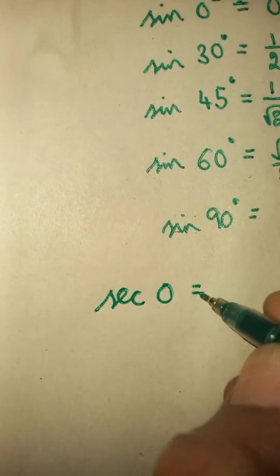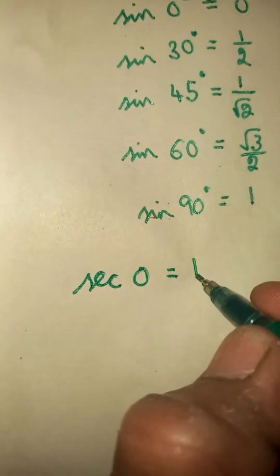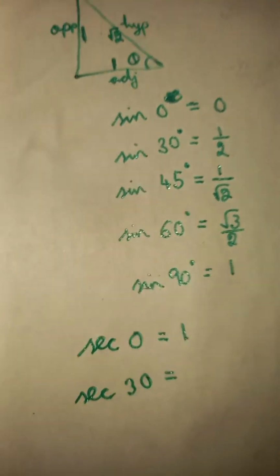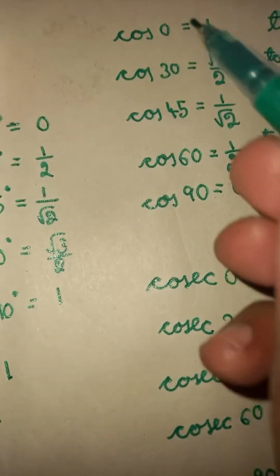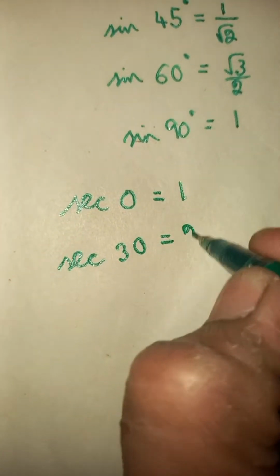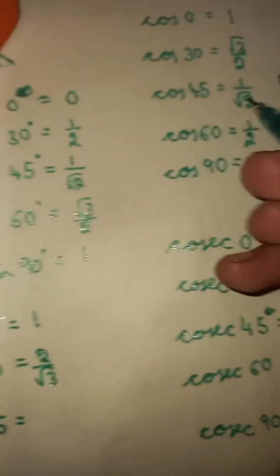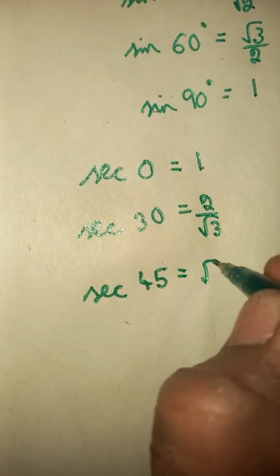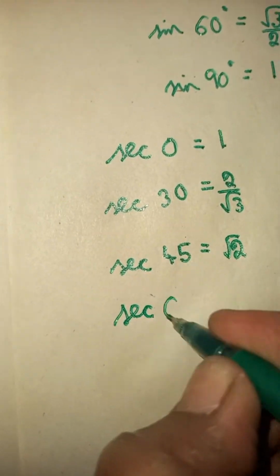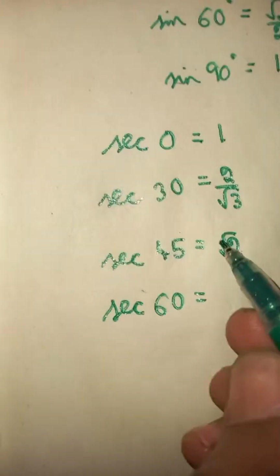Secant of 0 degree will become the inverse of 1, and the inverse of 1 also remains 1. Secant of 30 degree will be root 3 by 2, which becomes 2 by root 3. Now secant of 45 degree will be equal to 1 by root 2, it flips upside down, that becomes root 2. Secant of 60 degree, which is going to become half, becomes upside down, it becomes 2.